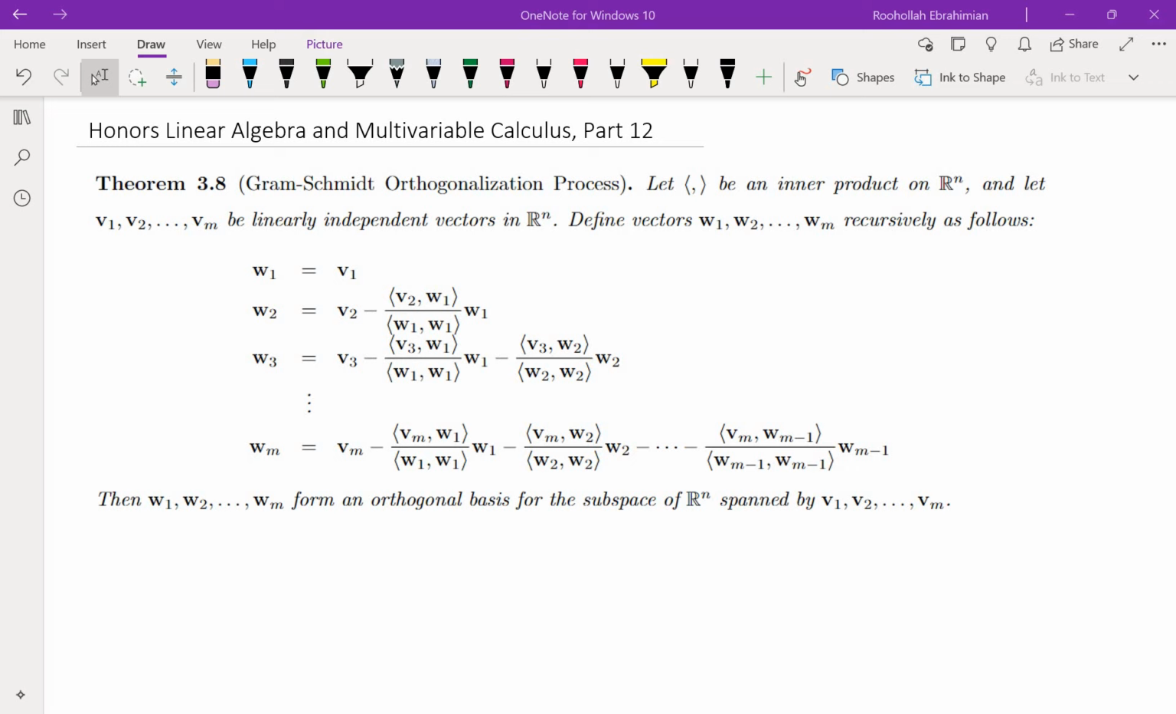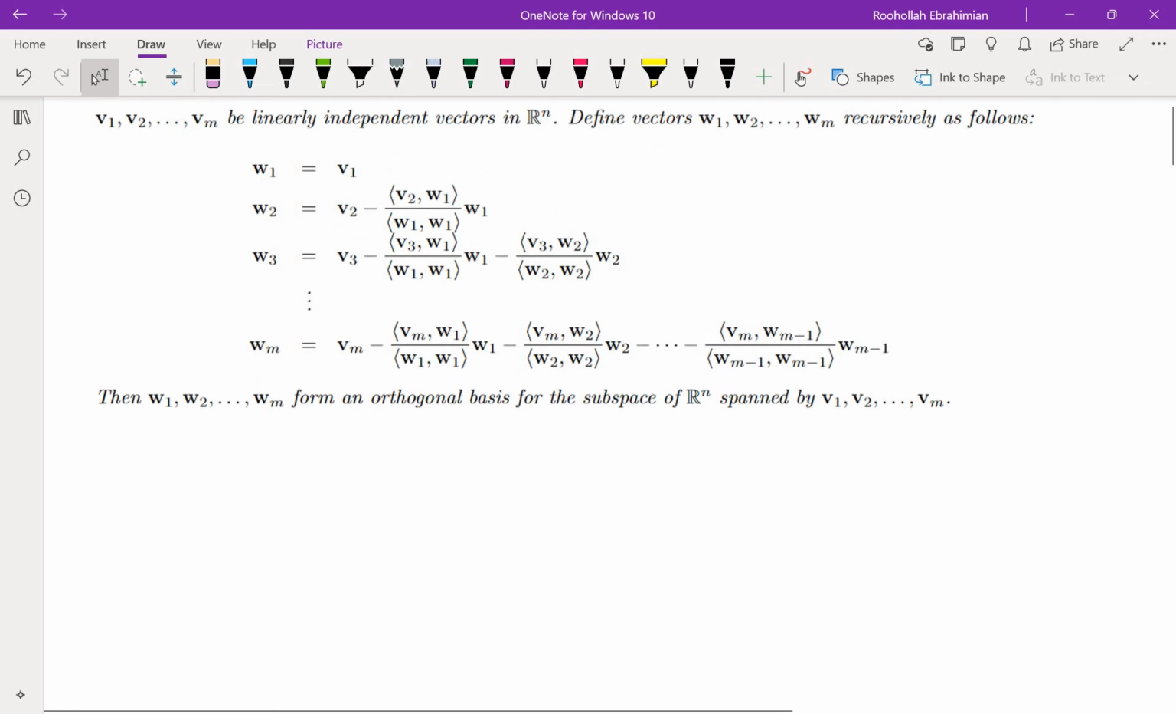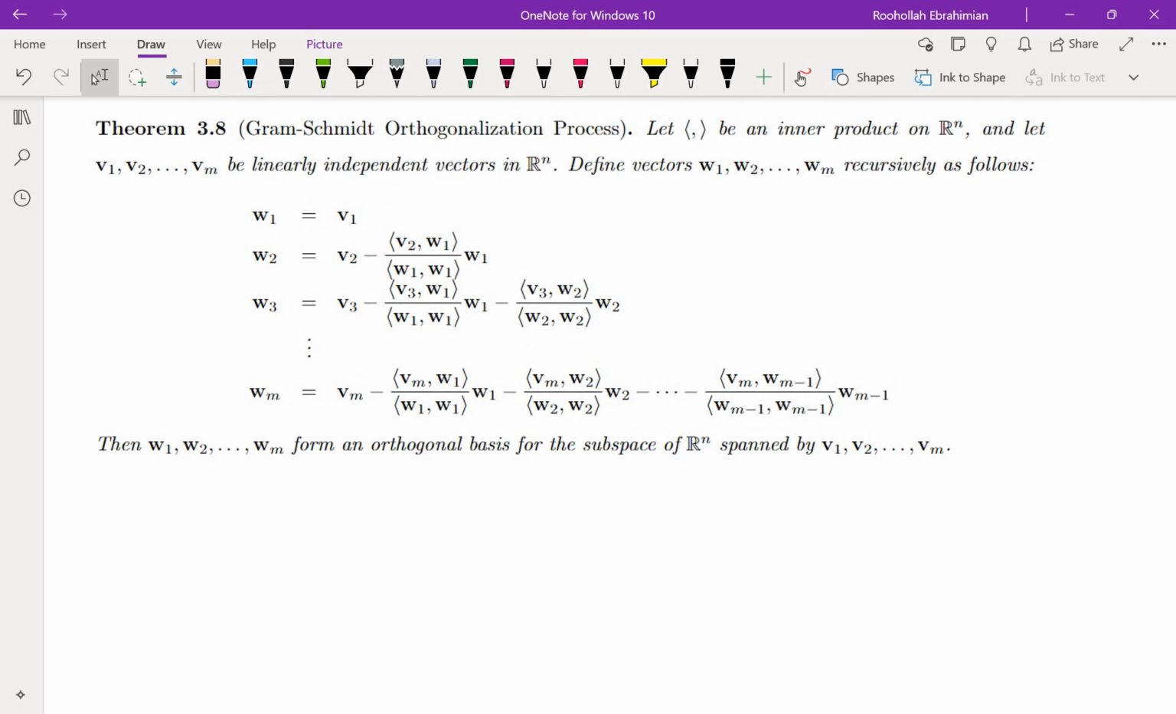Hello, in this video we're going to go over the Gram-Schmidt Orthogonalization Process. This process is used to obtain orthogonal bases relative to a given inner product. So here is the process. I will explain how this works, we'll prove this, and then we'll do an example.